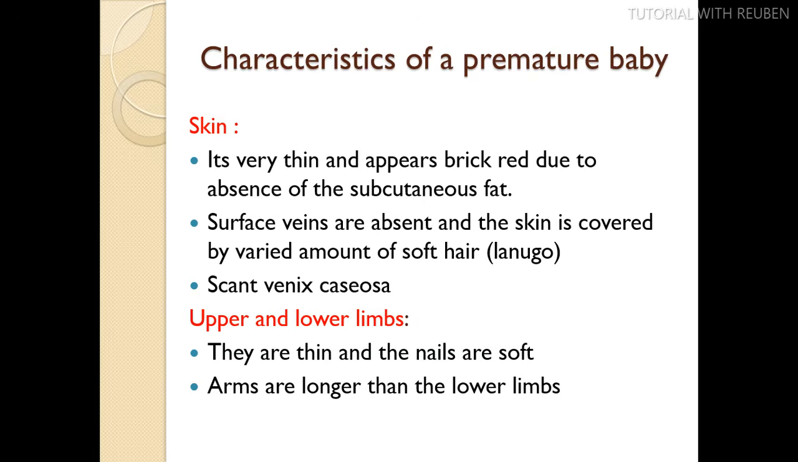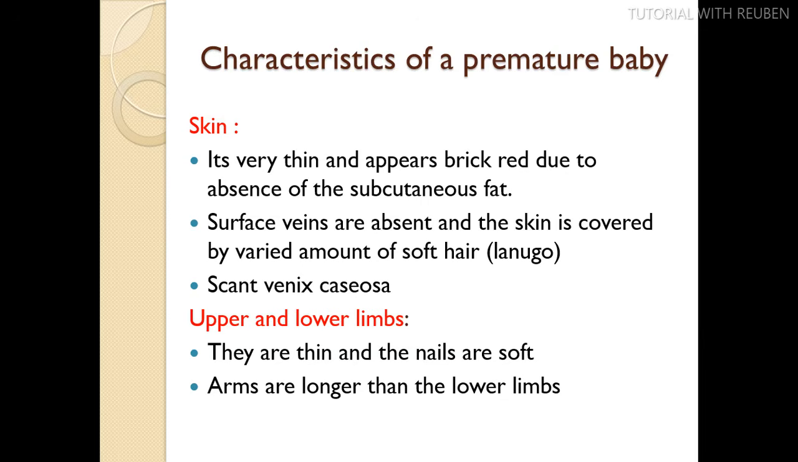are not well formed. So when you're talking about the palm creases or the plantar creases, we're talking about those lines that you have on your palms. When you look at a premature baby, those lines on the palm are not well formed, and those lines on the plantar are not well formed or well developed as well. Then you're going to notice that the upper limbs and the lower limbs appear edematous. The reason they appear edematous is due to poor venous return.